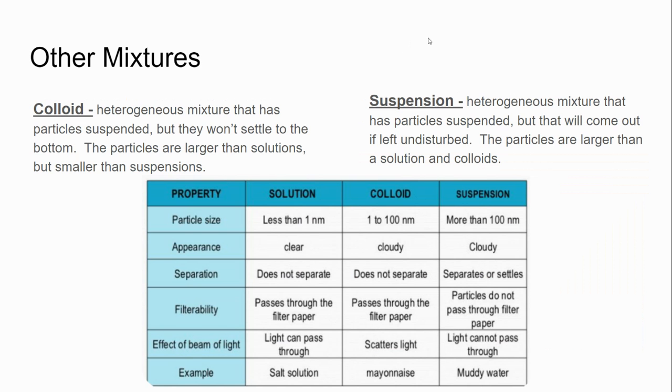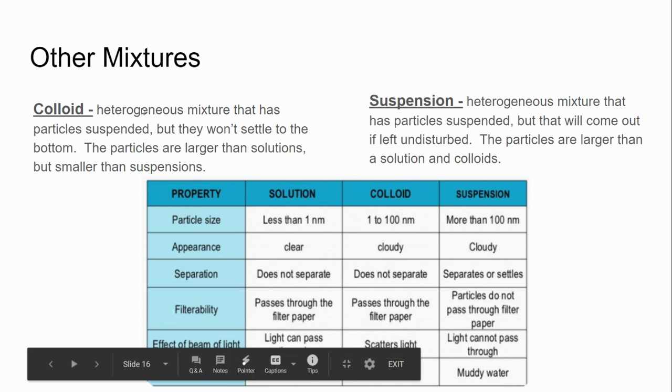Okay, other mixtures. So there are other types of mixtures that are not necessarily solutions, right? There's colloids. So you have a heterogeneous mixture, so you can see the tiny, tiny little particles. The particles are larger than solutions, but smaller than suspensions. Sometimes you can't actually see them with your naked eye. It may look the same throughout, but one way you can notice that there's different particles is you shine a light through it.